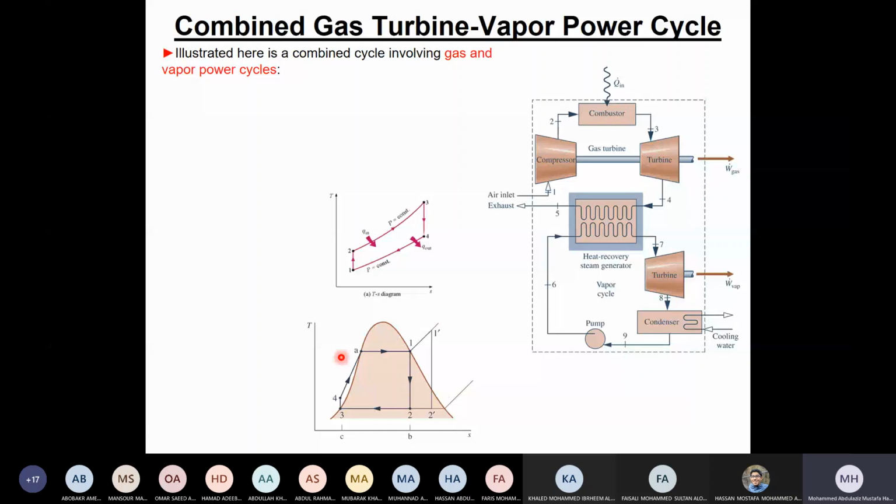I know that you have already solved what's called the binary cycle as one example, and this considers two components, two cycles, together. Here, combined means combined gas turbine.